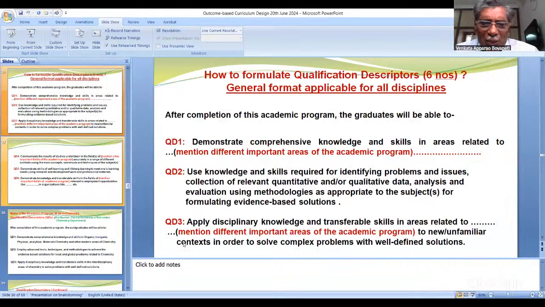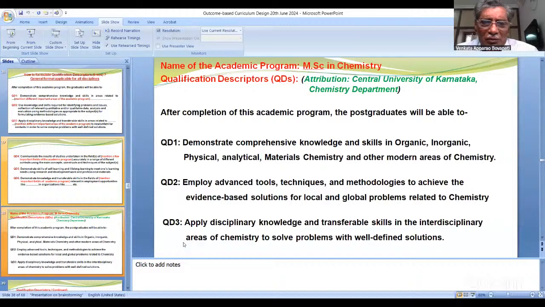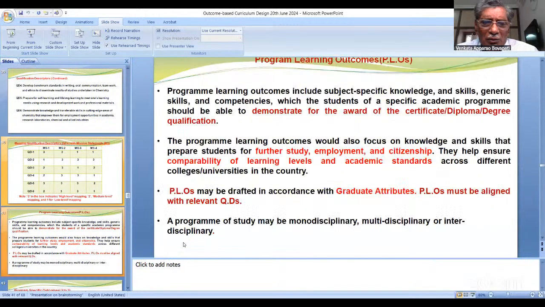So I am skipping this. Then program outcomes. It is also called program learning outcomes in UGC terminology, program outcomes in NBA terminology. Because yours is College of Engineering and Management, you use NBA terminology, program outcomes.